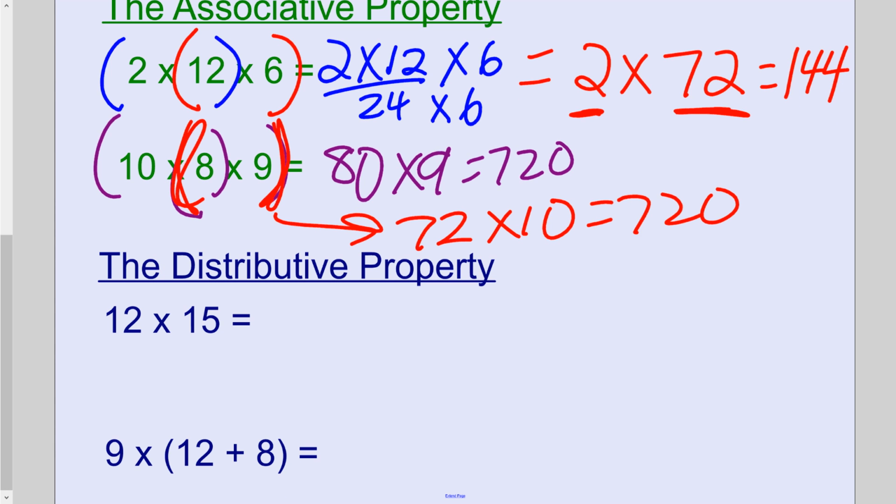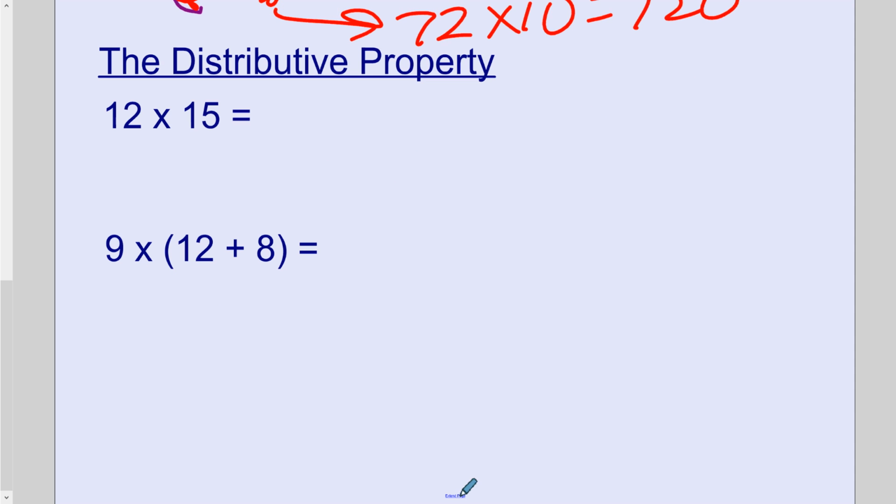Now let's take a look at the distributive property. Now the distributive property, remember, is the distributive property of multiplication over addition or over subtraction. Now, if I see a problem like 12 times 15, well, I could come over here and do 12 times 15 like so, but that's two-digit times two-digit. That's not what I really feel like doing.